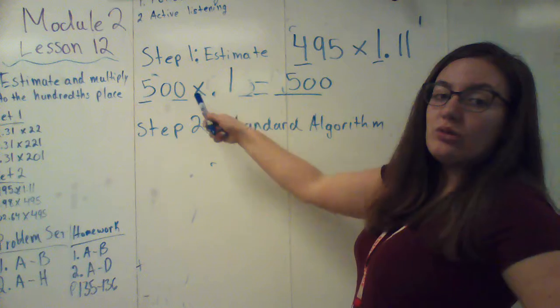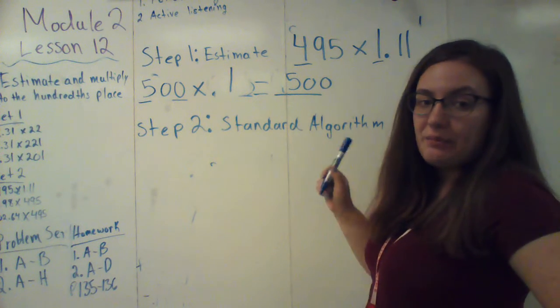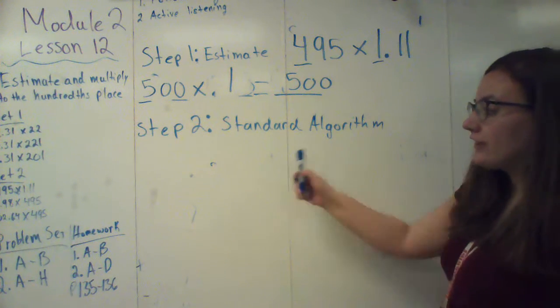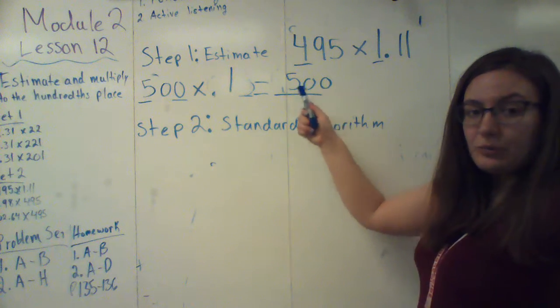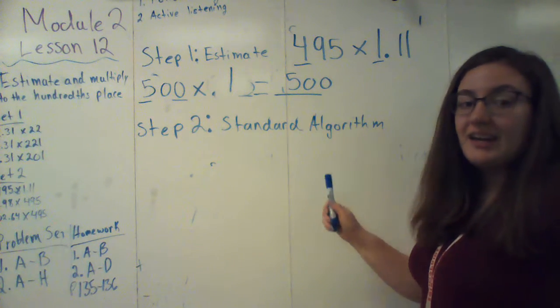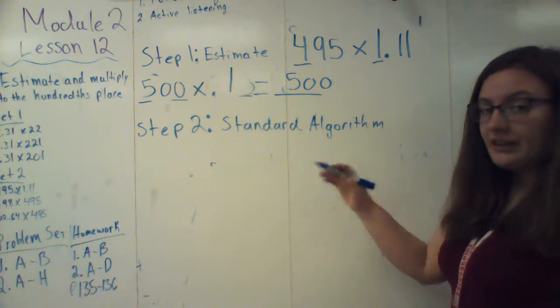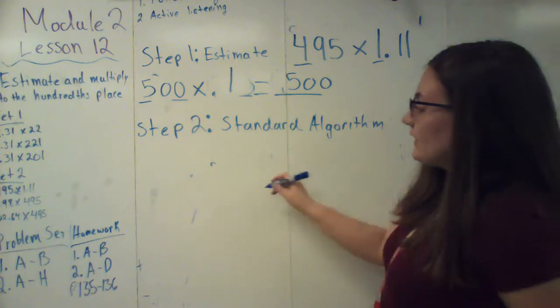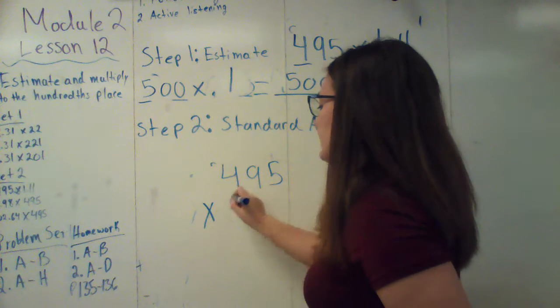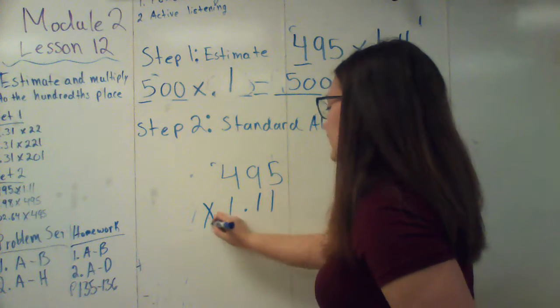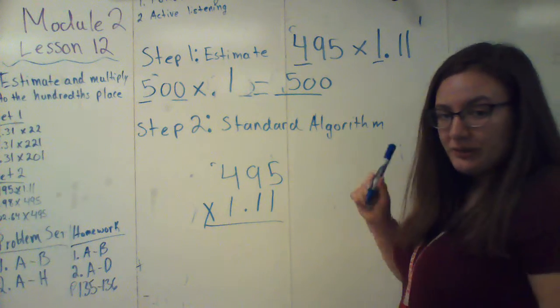The reason we do all of this estimate step is because this is going to help you figure out if your answer is reasonable or not. Because if you get a number that is way off from this, then you know you might have gone wrong somewhere and you should redo your math. I'm going to do the standard algorithm now. So I have 495 times 1.11, and I can start multiplying. This should be a real quick one.